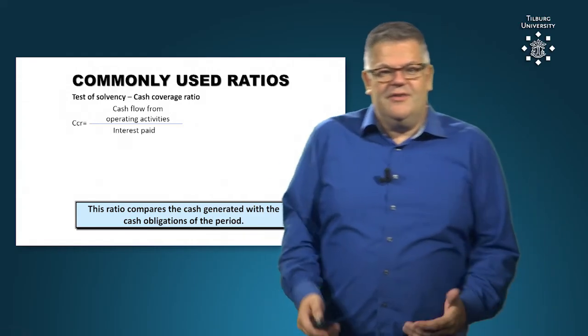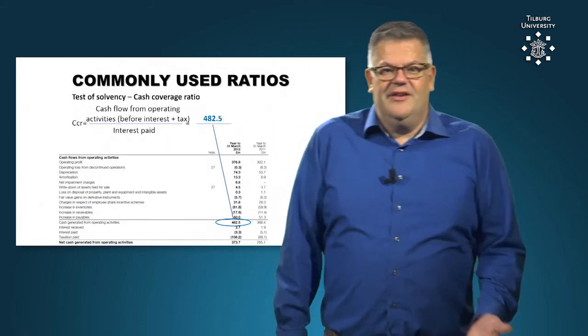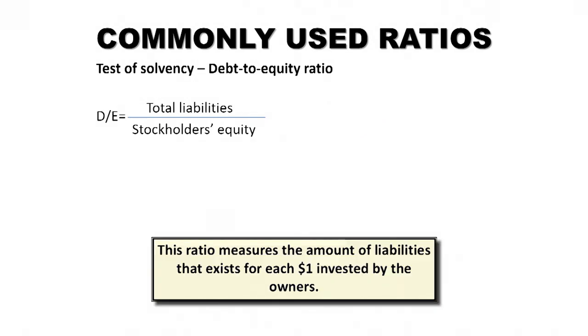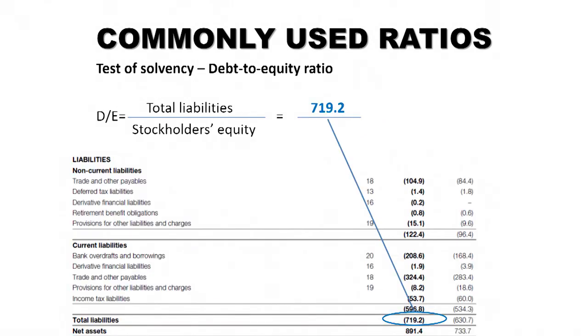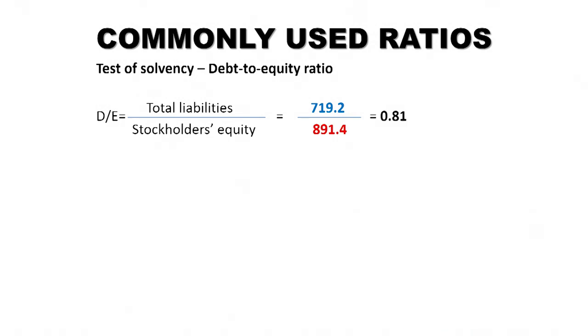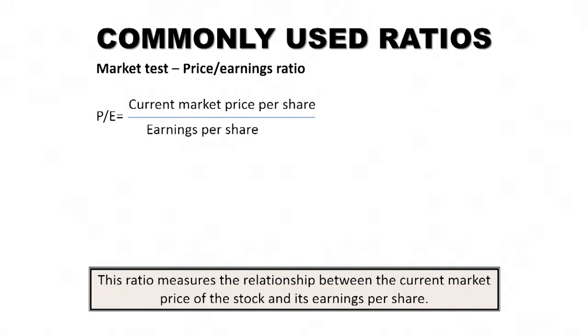Okay, then we get the cash flow from operating activities divided by the interest paid. Still the same thing, because the interest paid is so extremely low in this case that you get an extremely high financial ratio. Then we get the debt to equity ratio. Total liabilities divided by the stockholders' equity, and we're going to see that this is 0.8. This is a good solvency. This is really what banks like. Your solvency is extremely good, so people would like to invest in you.